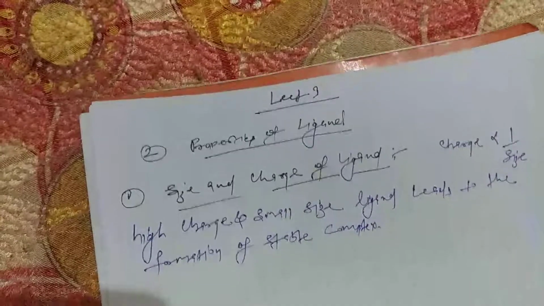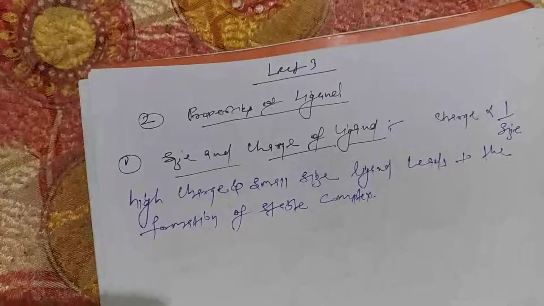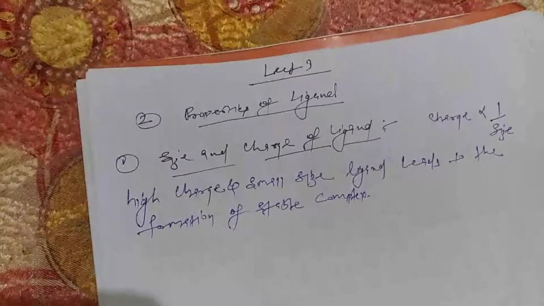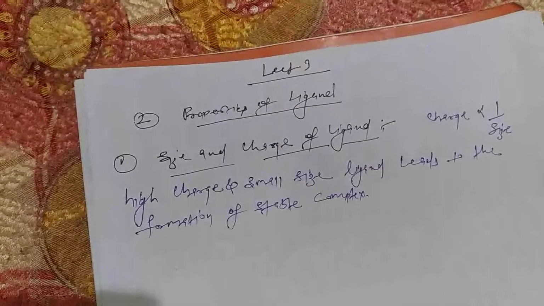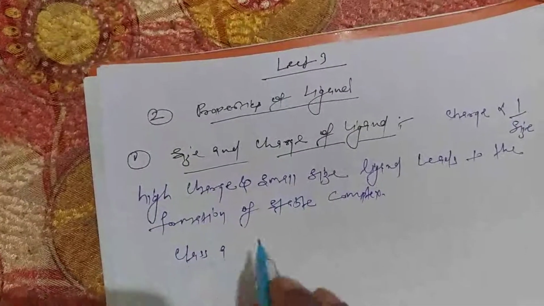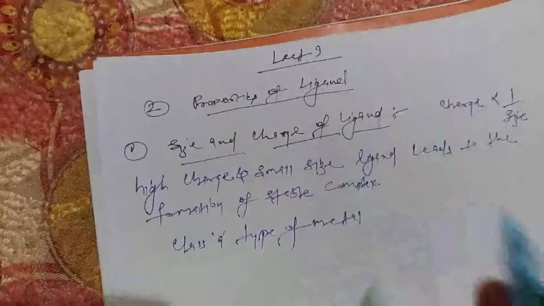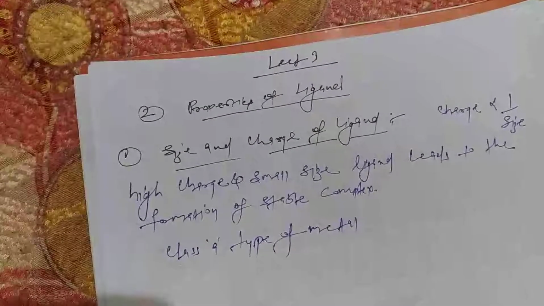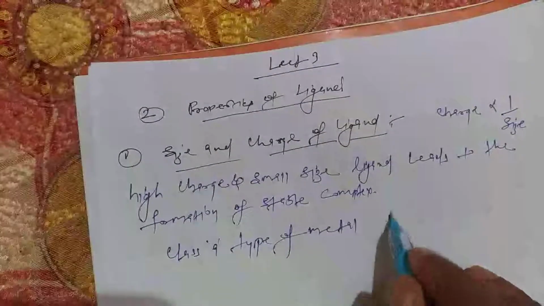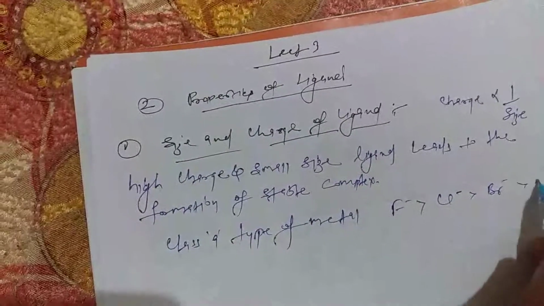Okay, so let's take an example. We all know that size decreases from left to right in the periodic table, and it increases from top to bottom. So if we have a class A type of metal, and the ligand is halide ions, then what will be the order of combination: fluorine, then chlorine, then bromine, and then iodine.